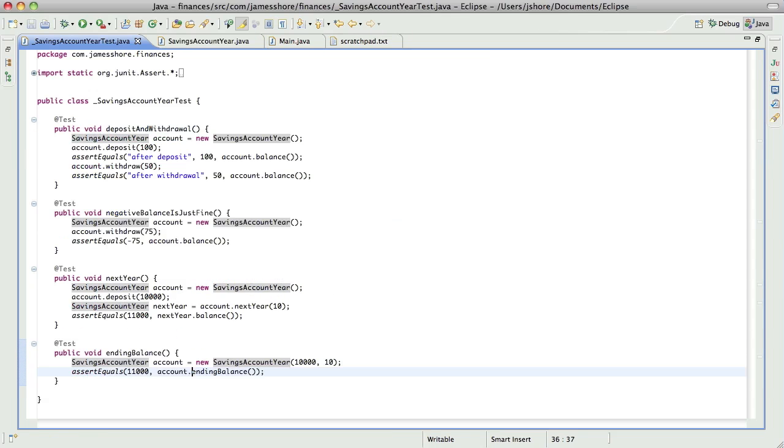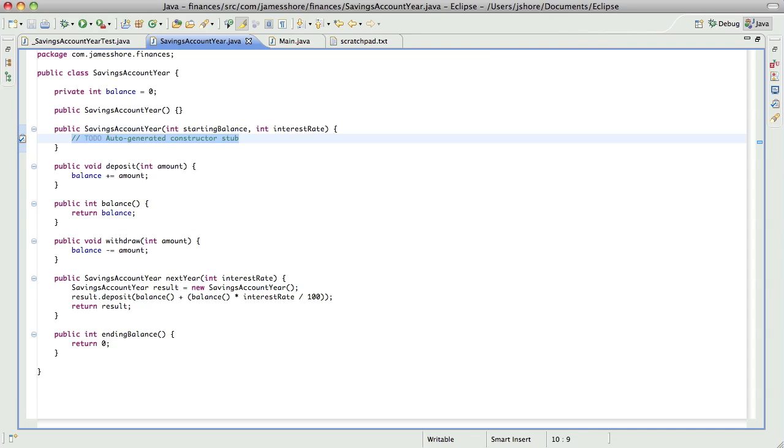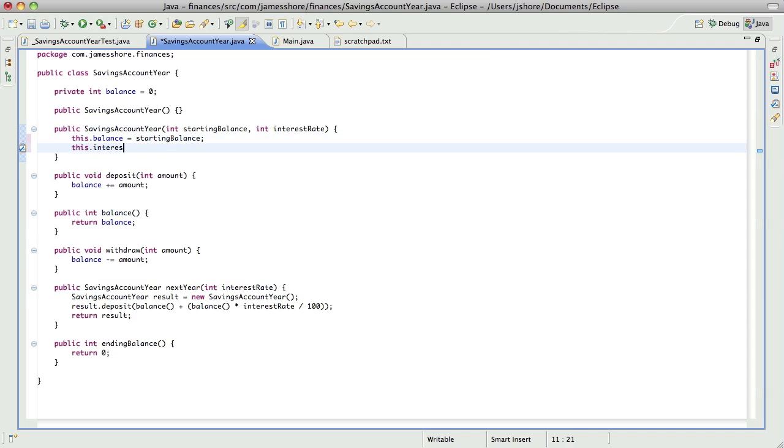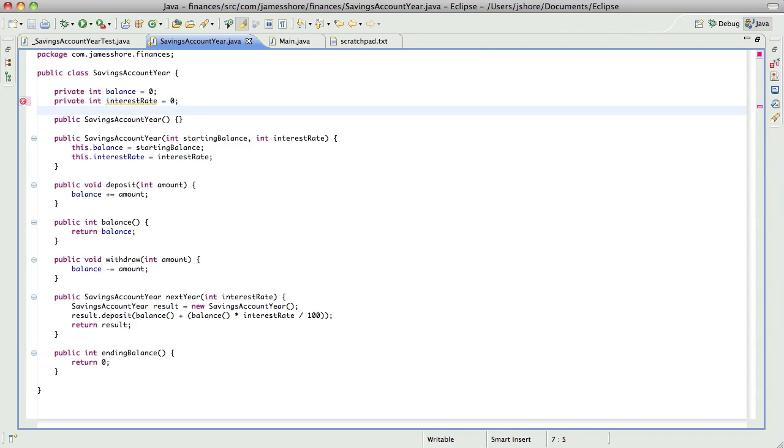Okay, I'm expecting everything to pass except for ending balance, and it did. Good. So we want to make this pass. Yeah, that primitive obsession is getting really obvious. And here we can see the conflict between the old approach and the new approach, but I'm going to keep it for now. And here, we need to do the exact same calculation that we have here.